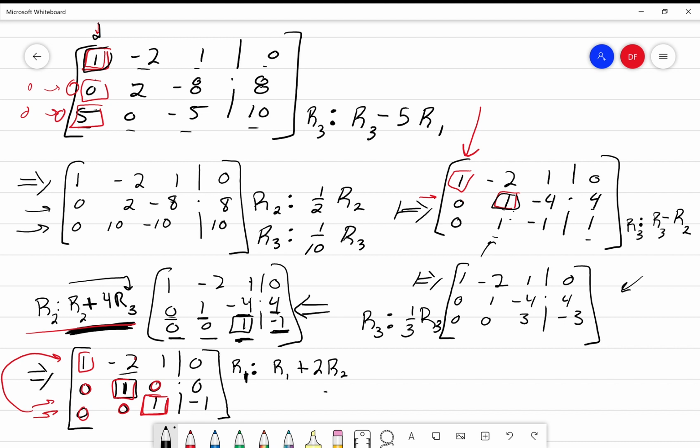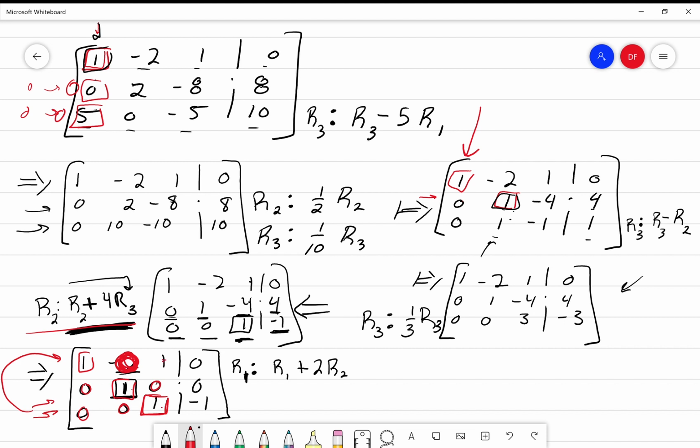So when I do that, well, let me do something else too. When I do that, the only thing that will change is this will become a 0. So I will do row 1 plus 2 times row 2. So this one will become 0. And then I just need this one to be a 0.